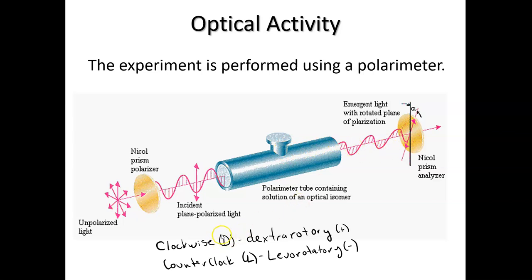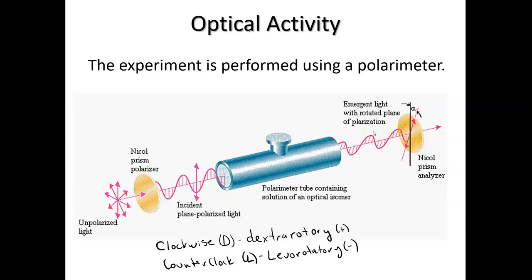So we have these different ways that we can identify this. If we have a D, it means dextrorotatory, which means right hand. If it's an L, it's levorotatory, and it is the left-handed turning of that light. So these are different terms that we're going to determine.